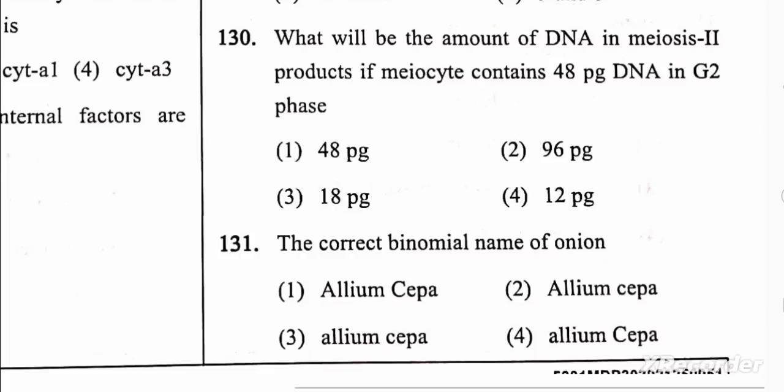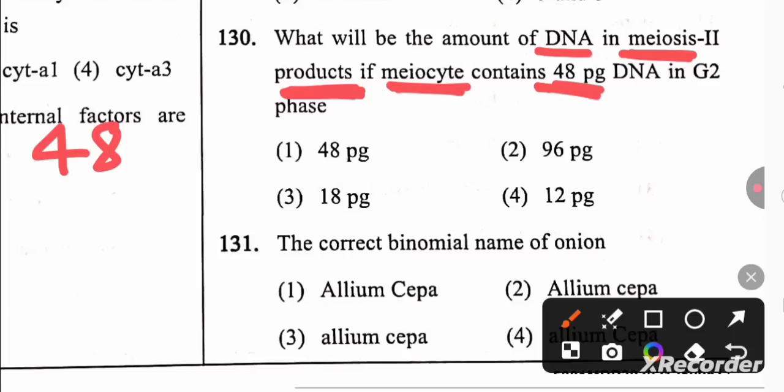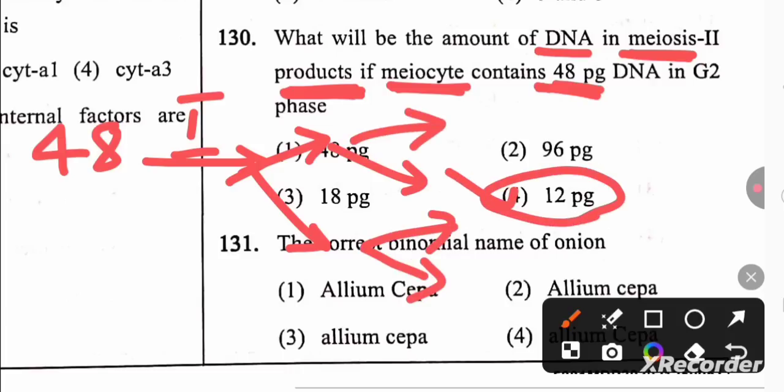What will be the amount of DNA in meiosis 2? We know meiosis is a reductional division. The products of meiosis are 4 haploid cells. Meiocyte means gamete mother cell. The meiocyte is diploid and the product of meiosis will be haploid. So the meiocyte contains 48 pg of DNA in G2 phase. When it undergoes meiosis 1, the reductional division, it produces 2 haploid cells, then finally 4 haploid cells. So the 4 haploid cells contain 12 pg of DNA. So 12 pg is the right answer for this question.